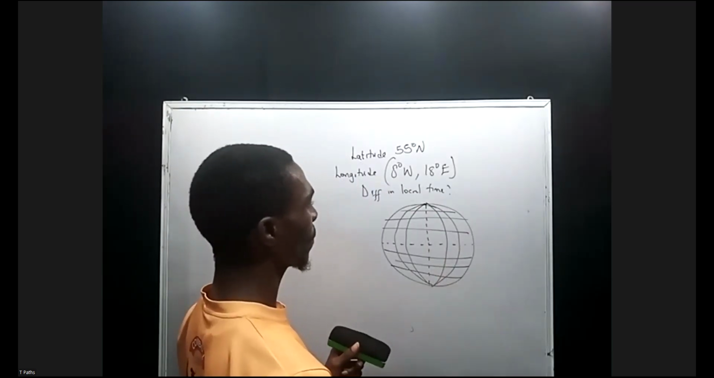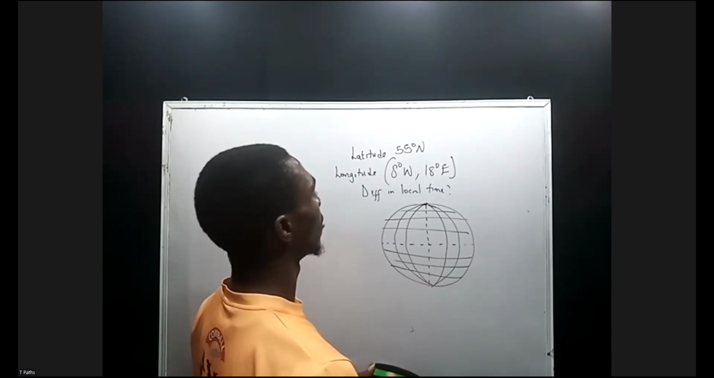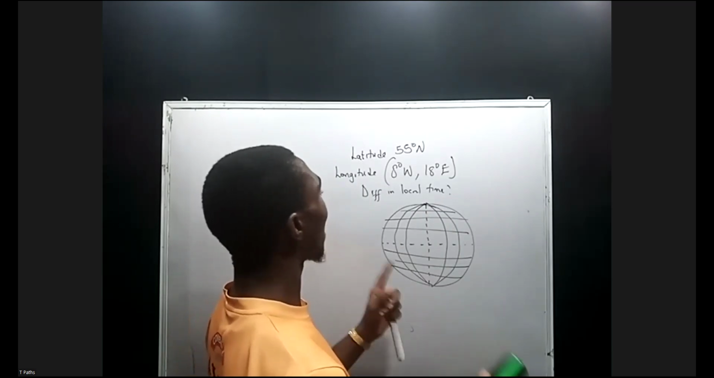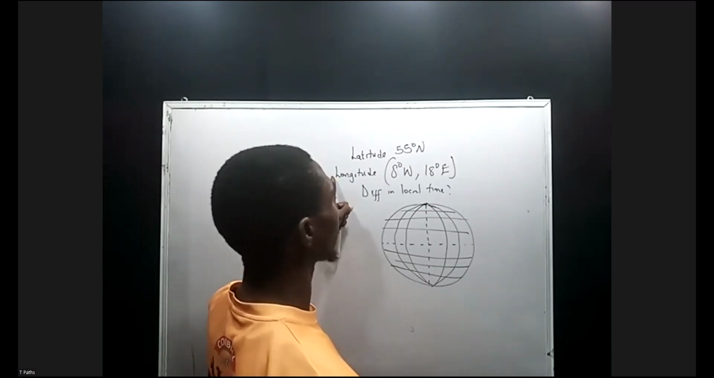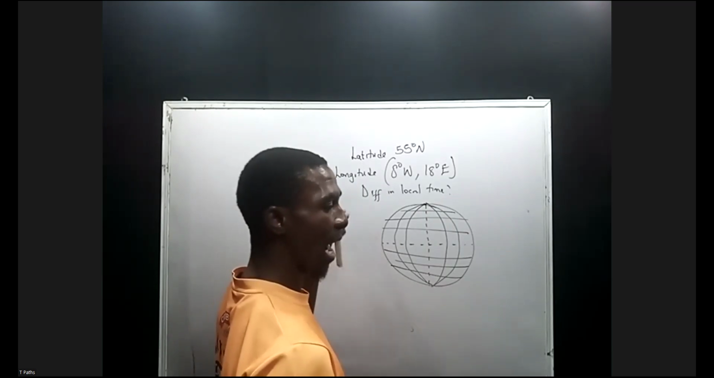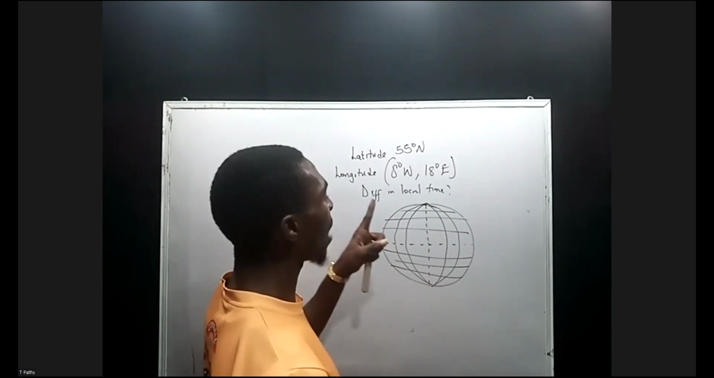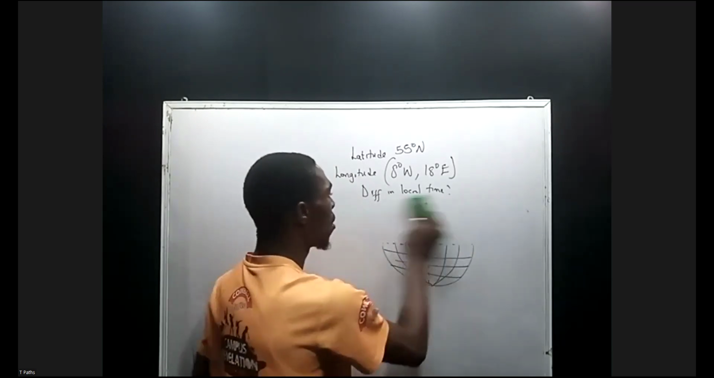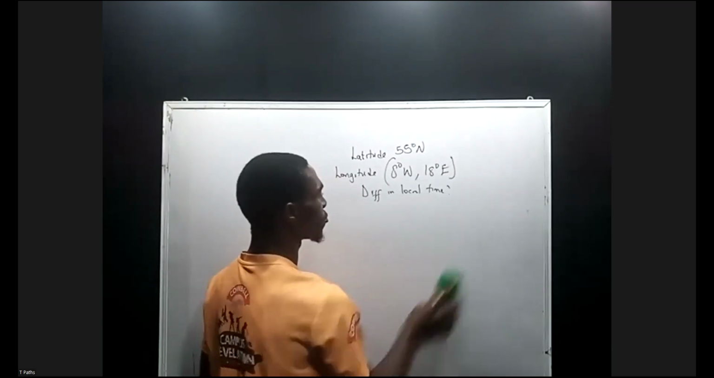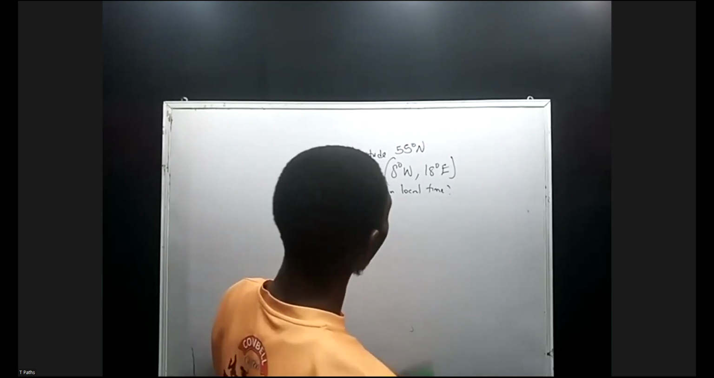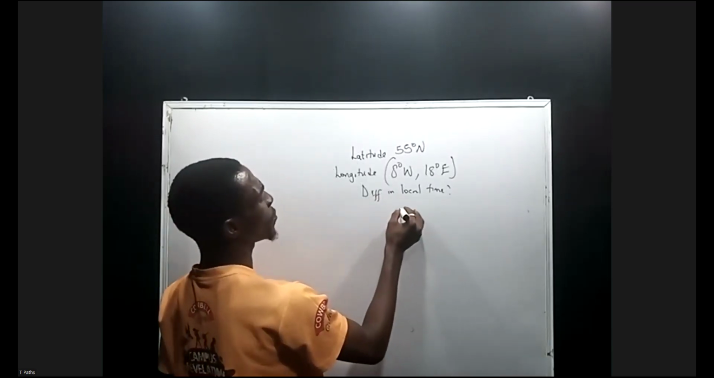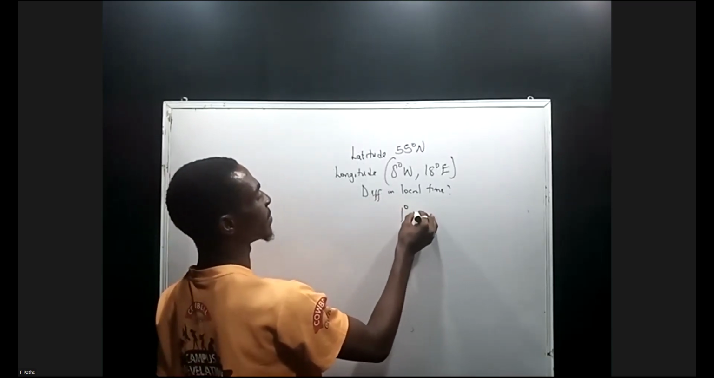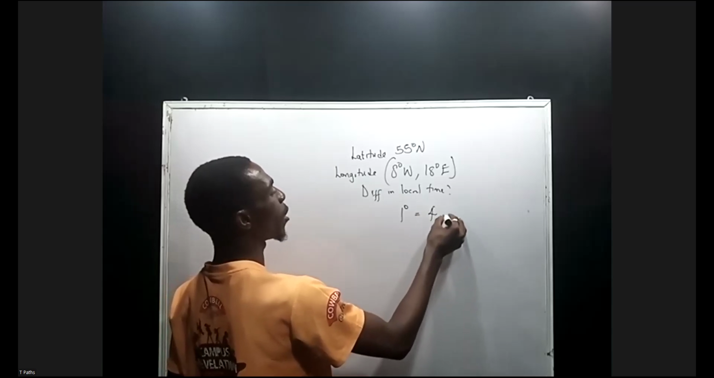Now, how do we deal with local times? Whenever we are dealing with local times, it has to do with longitude. I repeat, whenever you are dealing with local time, it has to do with longitude. Now, what does longitude have to do with local time? Longitude says that when you have 1 degree, it is equivalent to 4 minutes.